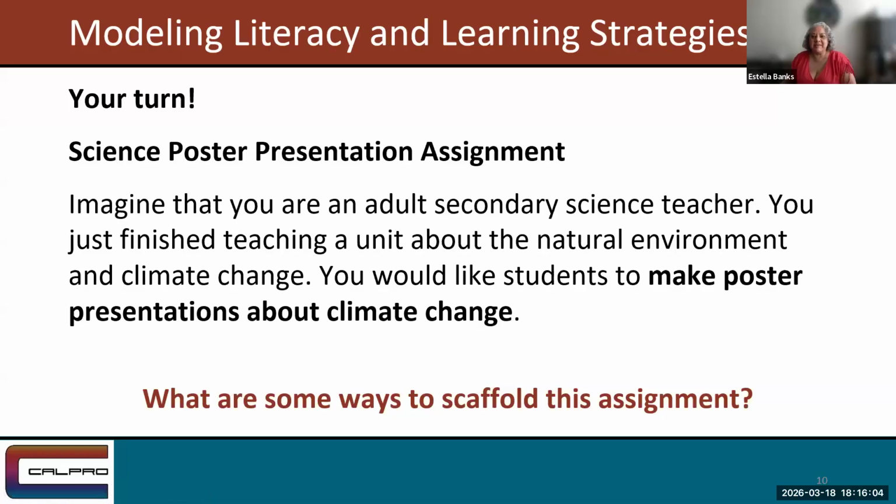I want to make sure I'm not missing your comments. Okay, so I see that a graphic organizer is also brought up as a potential way to scaffold. So that's awesome. So let's try scaffolding with another assignment.